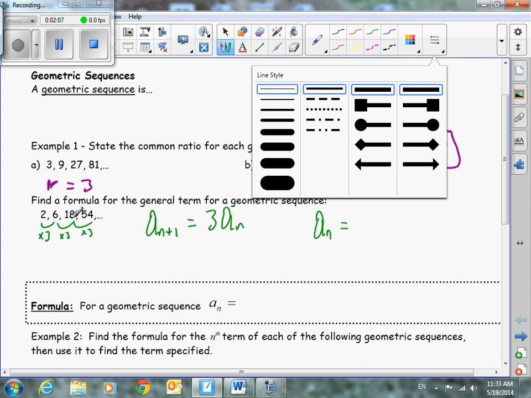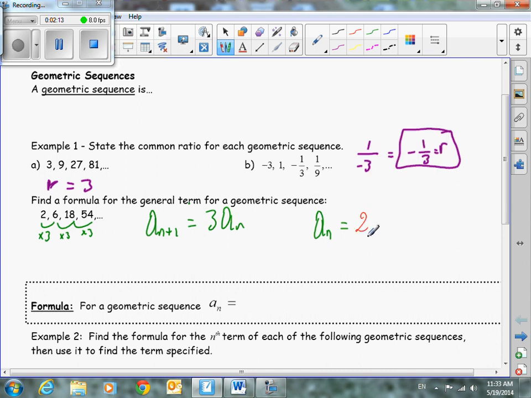What about from the first term to the fourth term? 27. It seems like everything can start from the first term and we multiply by 3 to the power of n. Let's see if it works. Let's look at the last one, A4. A4, according to my formula that I have here, is 2 times 3 to the power of 4.